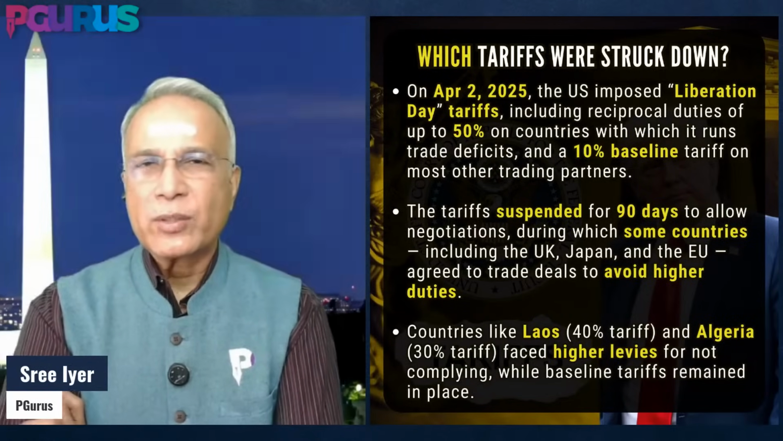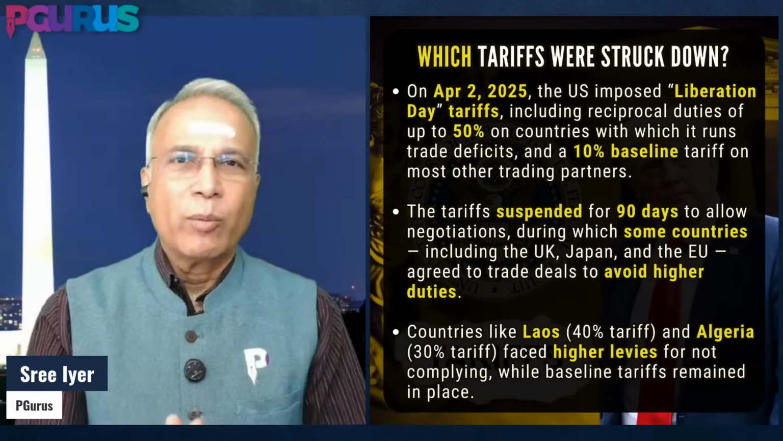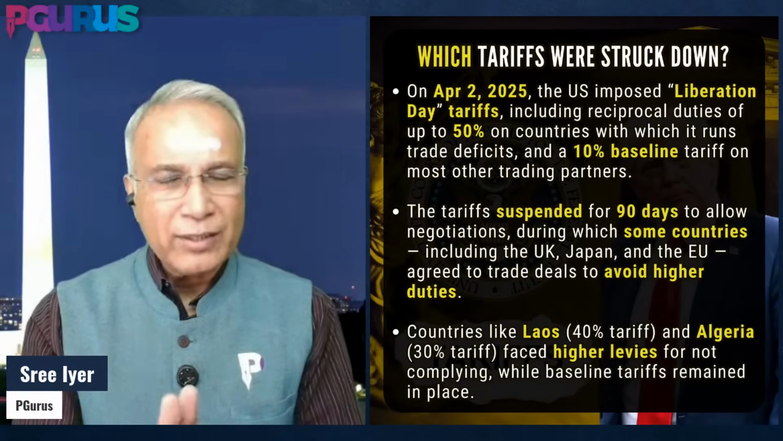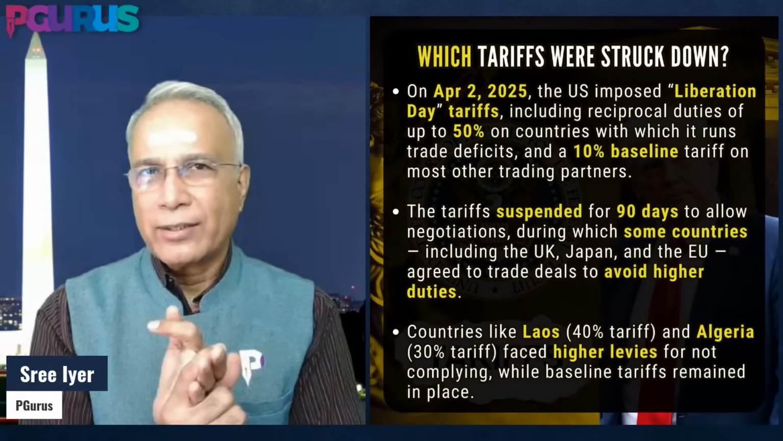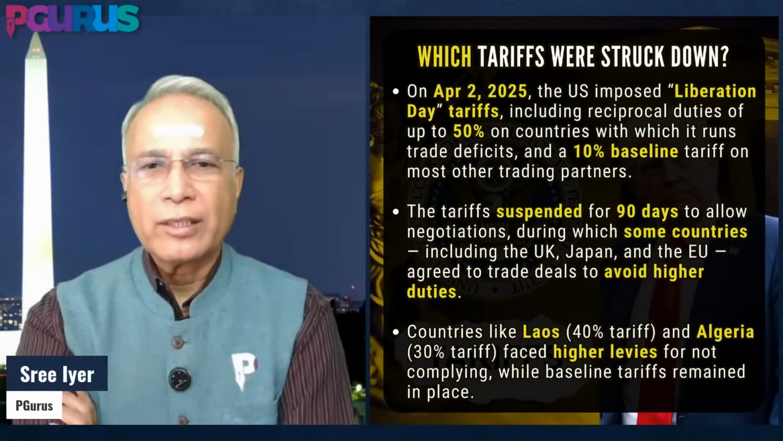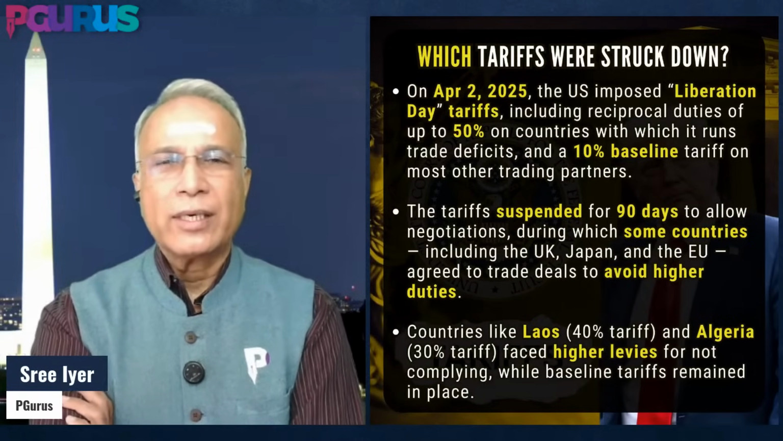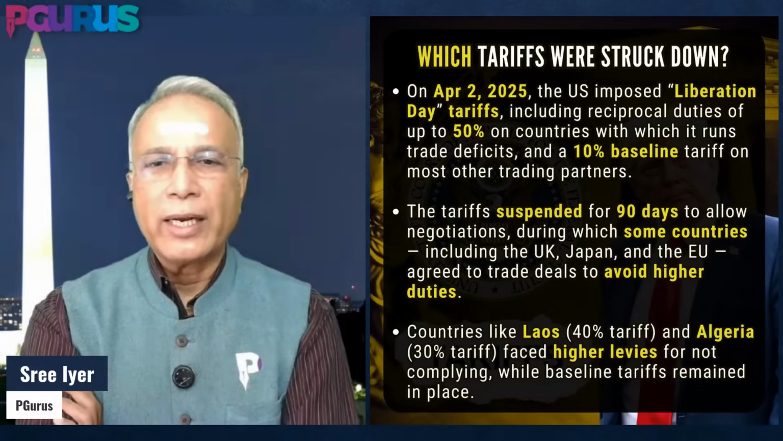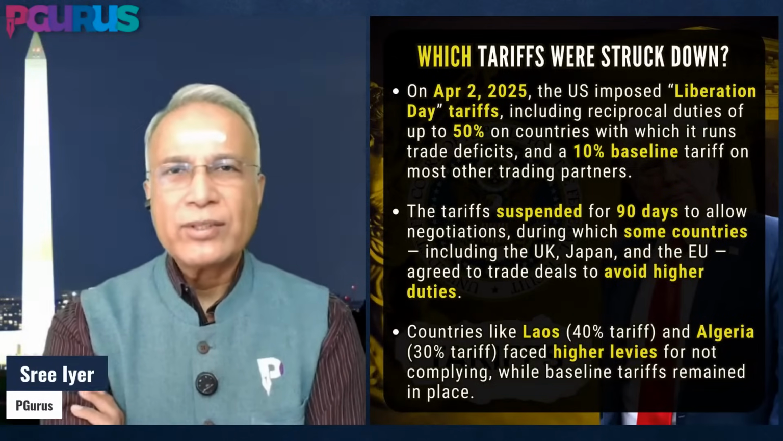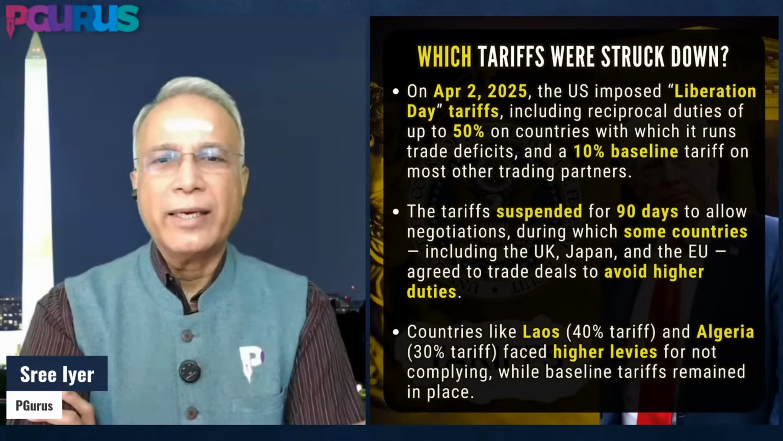The tariffs were suspended for 90 days to allow time for the countries to negotiate with the United States, and that time has run out. 90 days is 3 months, right? May, June, July, that is done. In fact, they got an additional 30 days, especially countries like India, and on 27th August, it actually took effect. Now, countries like Laos and Algeria faced higher levels even on the April timeline itself. Let's go to the next slide.